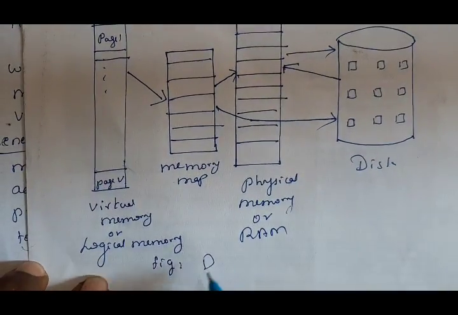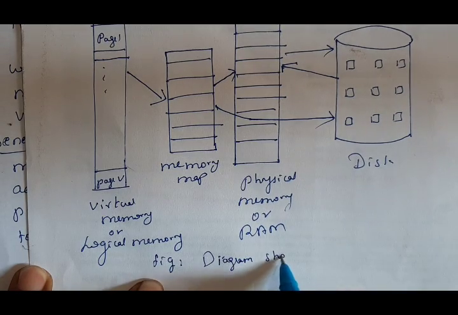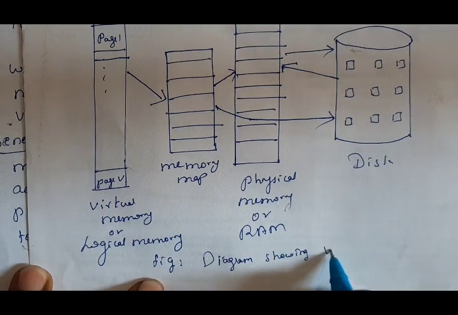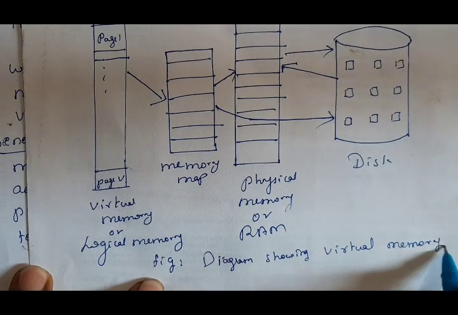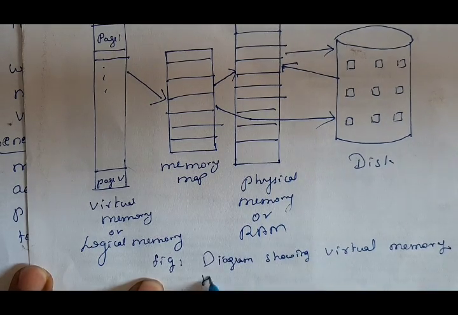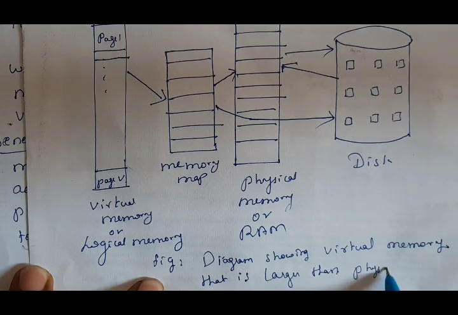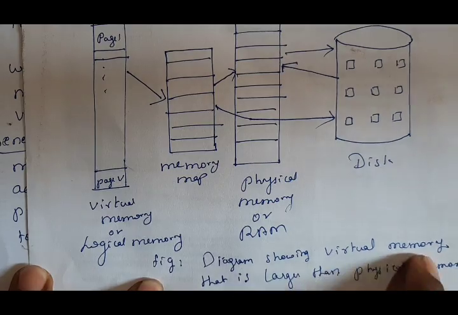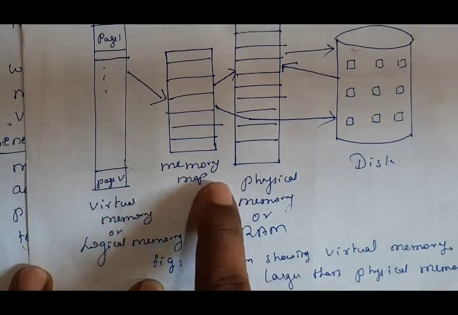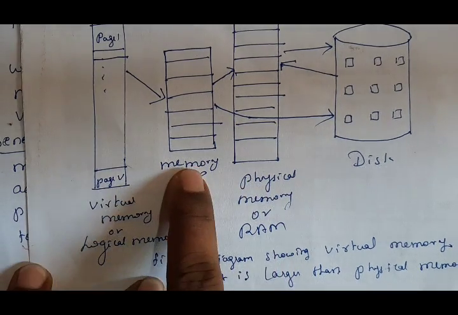What does the figure show? A diagram showing virtual memory that is larger than physical memory. This virtual memory is larger than the physical memory. So what happens here? The virtual memory is stored in the memory map.